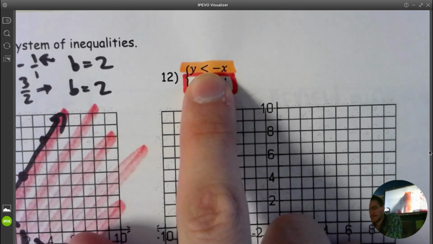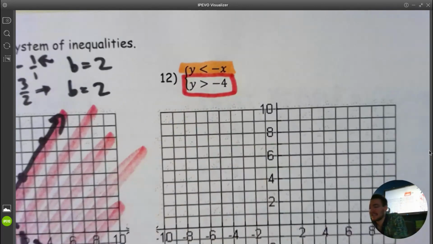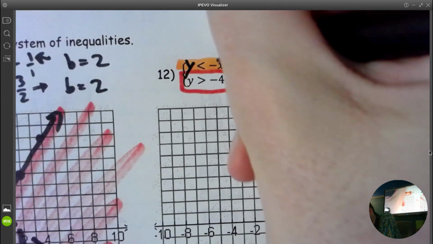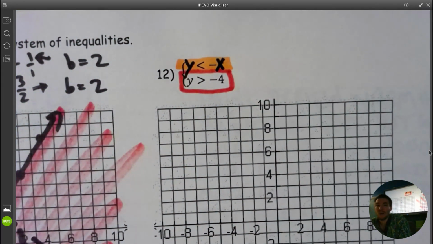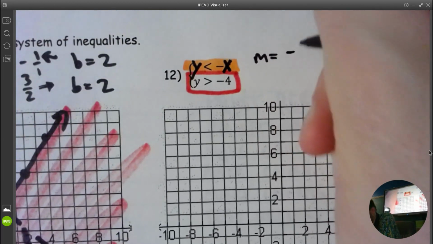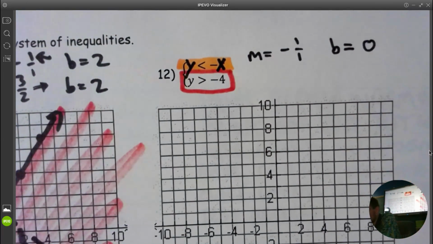I've heard vertical, I heard horizontal, and the bad news is this is a normal diagonal line. The reason that this is a diagonal line is because we have the letter Y and the letter X. If you have both letters, that's a normal graph. That means you have the M in front of the X and the B after the X. And so for this question, we still have M equals -1 and B equals 0.